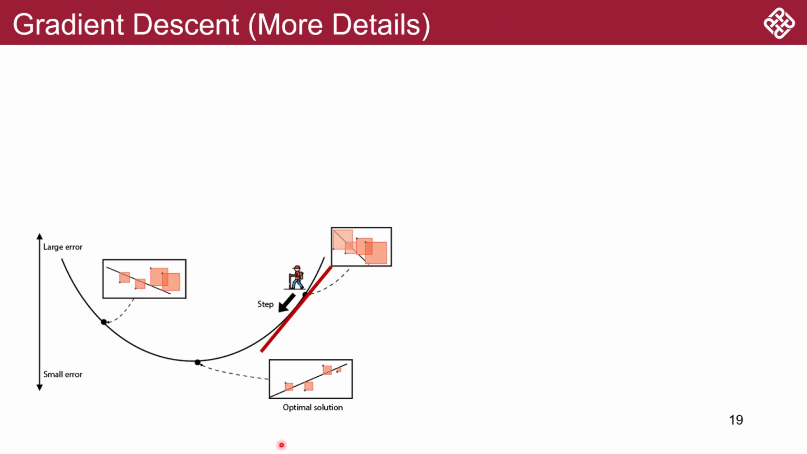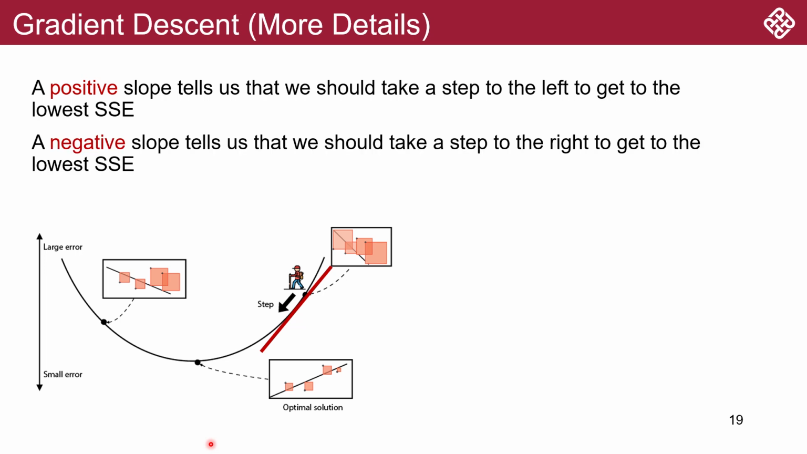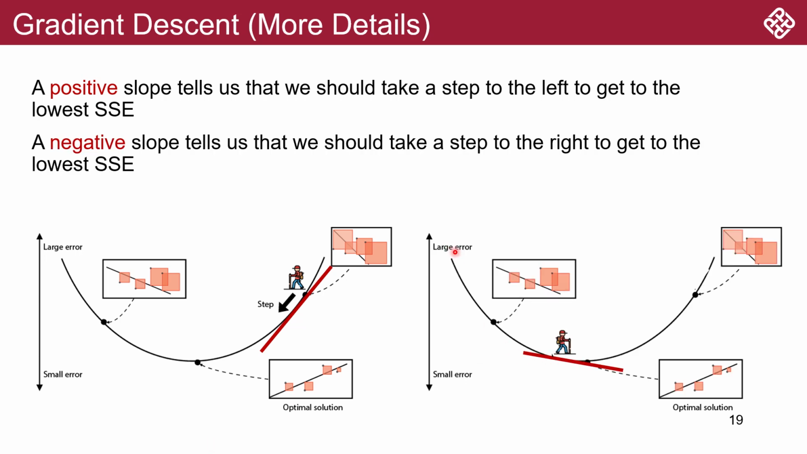More about the gradient descent. So suppose that if your slope is positive, you move to the left to find the minimum point. If your slope is negative, you move to the right to find the lowest point of the error, the SSE. So you want to find the optimized solutions.